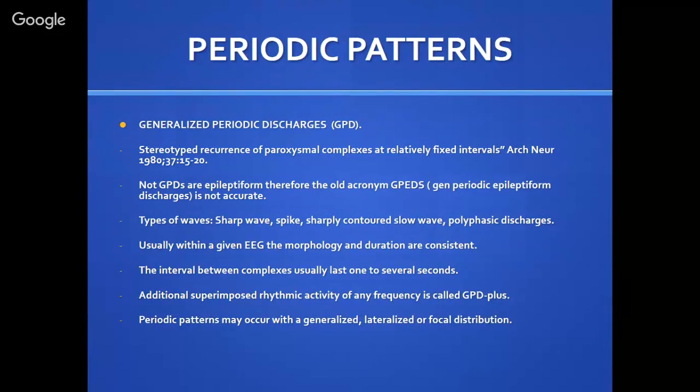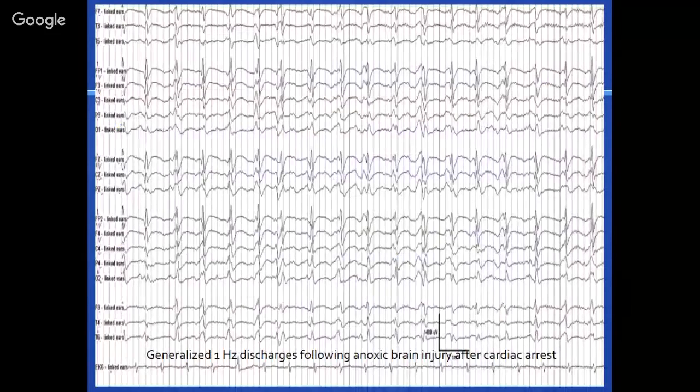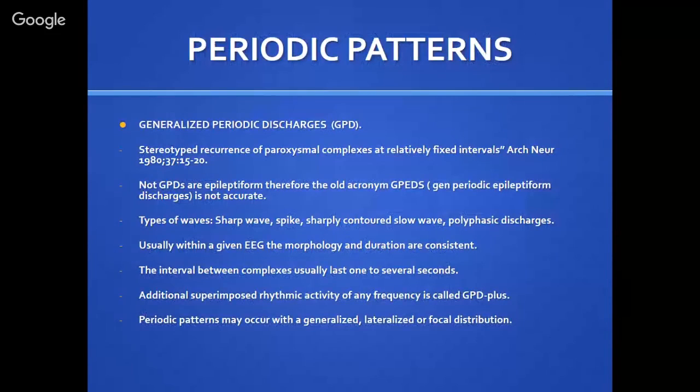Okay, periodic patterns. What they're saying there is intermittent, more epileptiform discharges: the stereotyped recurrence of paroxysmal complexes at relatively fixed intervals. Not all these periodic generalized discharges are epileptiform. So they changed the acronym to GPDs instead of GPEDs, because people will think it is epileptic if you write epileptiform. Not all of them are epileptiform. This could be because of severe trauma, anoxic injury, etc.